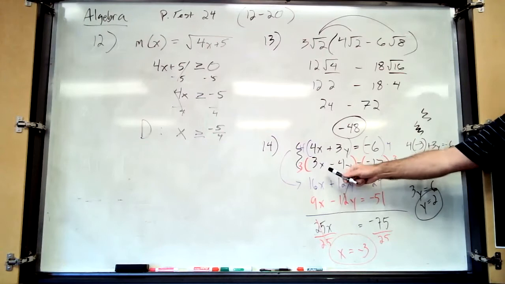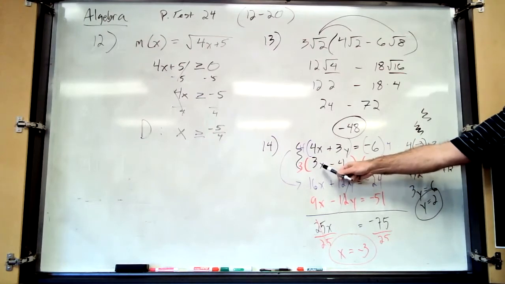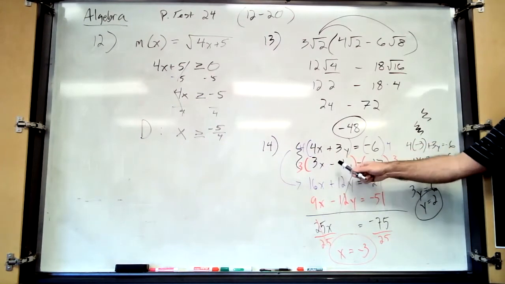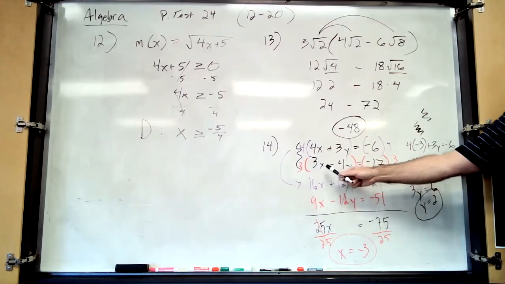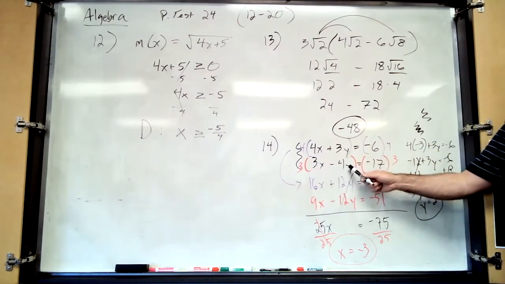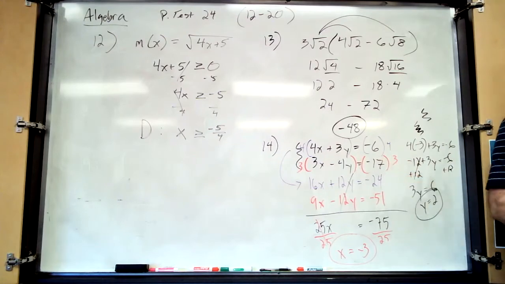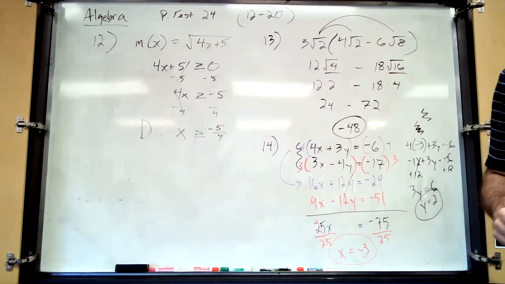Let's see if it works here. 3 times -3, -9, minus 4 times 2 is 8. So what's -9 minus 8? -17. It works. Okay. You guys good with this? All right, good.